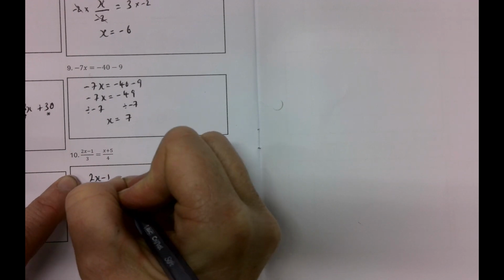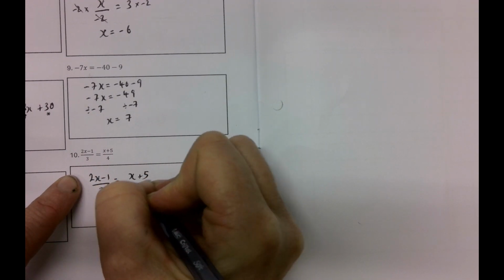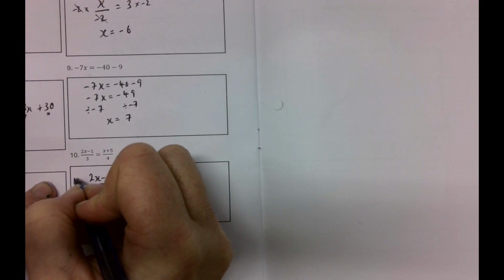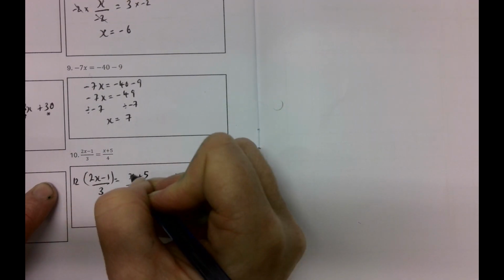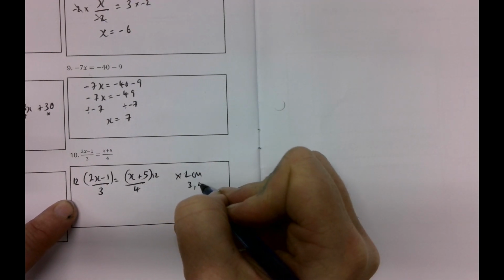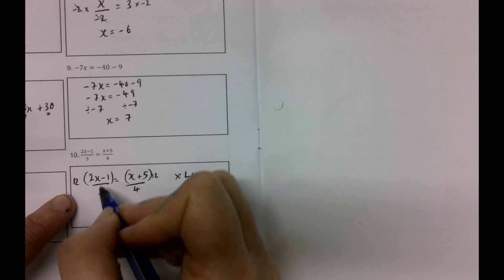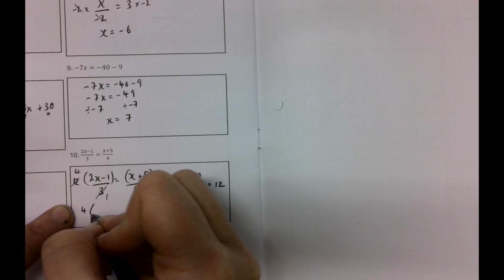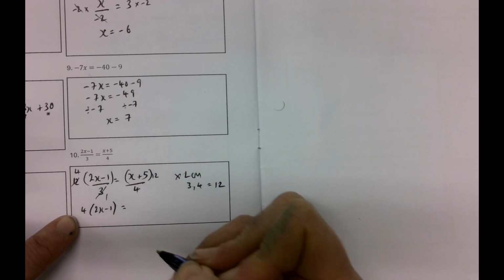So the way I'm going to do this, there's two different ways, so I'll do them both ways. The first way I'm going to do it is multiply by the LCM. So I'm going to multiply this side by 12 and this side by 12, because the LCM of 3 and 4 equals 12. The reason I multiply by the LCM is if I multiply this all by 12, then 3 will go in 4 times, and I'm left with 2x minus 1 multiplied by 4.